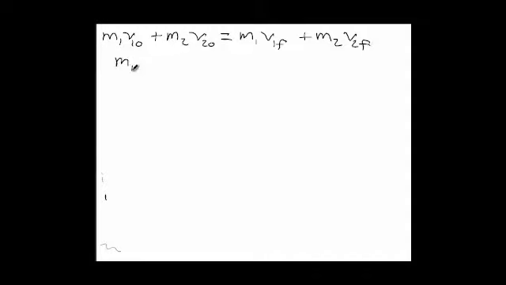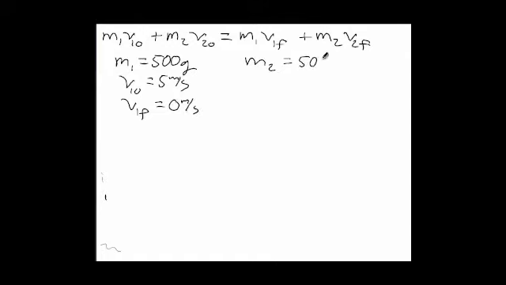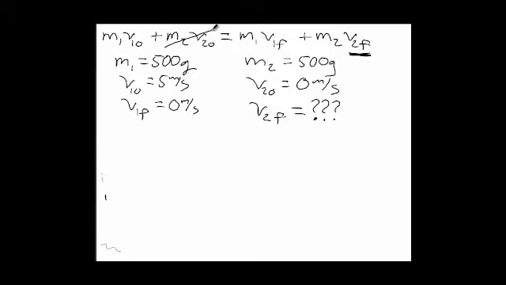Let us analyze the collision that we just saw. We'll start with the law of conservation of momentum. We can define each cart as having a mass of 500 grams. Cart 2 is initially stationary, whereas cart 1 has an initial speed of 5 meters per second. We want to find the final velocity of cart 2. As we saw in the video, the final velocity of cart 1 was zero, it stopped.